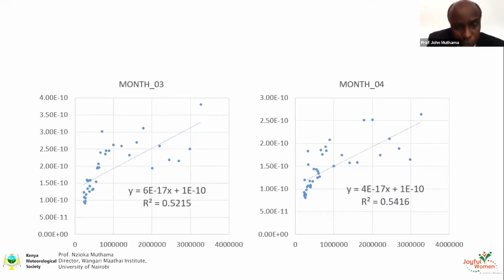I'm just illustrating a few of them. The month of March, it jumps to 50% of the variability that is explained. And in April, it comes to 50%. And this is an indication that between vehicular emission and black carbon, there is a significant relationship. So the emissions from vehicles are actually contributing to the levels. That is an important thing for us to keep in mind.